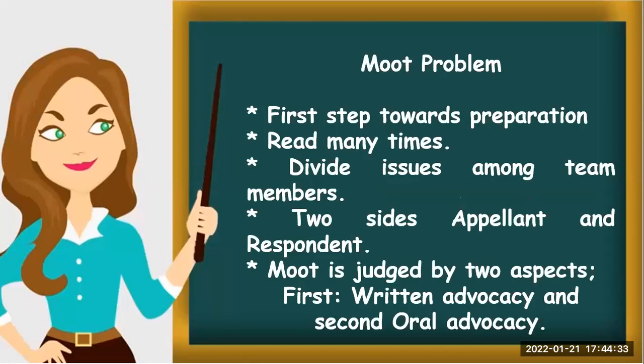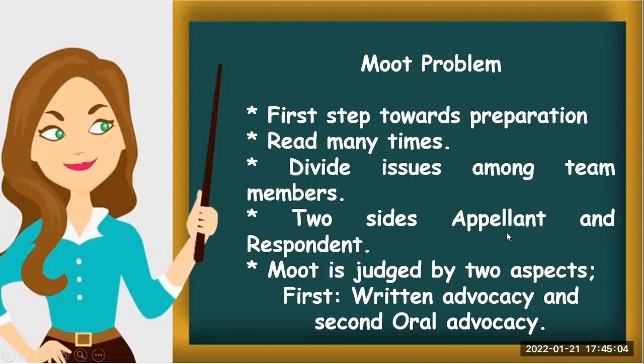Before going to written advocacy, we have to know what a moot problem is. The first step towards preparation is the moot problem. A moot problem is assigned to a team by a mooting society. Read the moot problem assigned to you many times if you can. Divide issues among the team members. In every moot problem, there are certain issues which you have to divide among your team members.